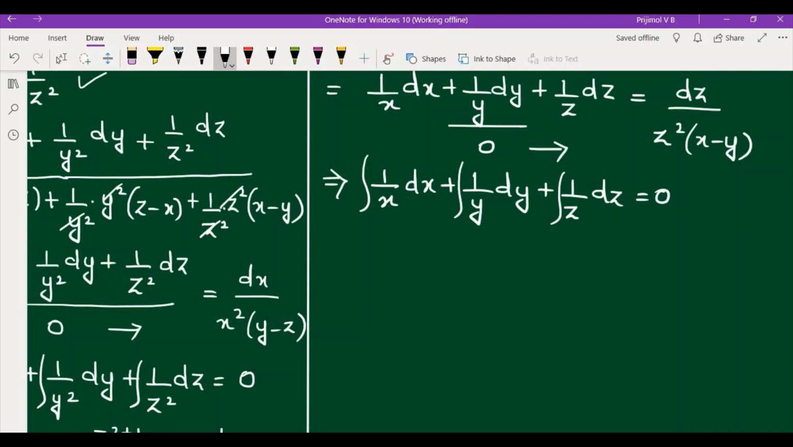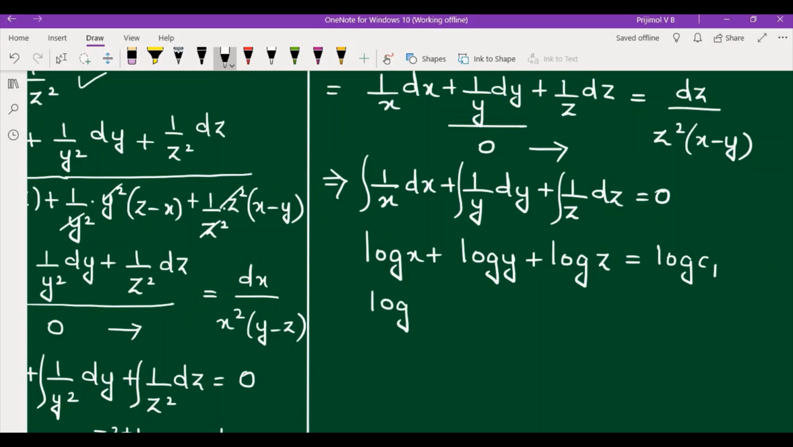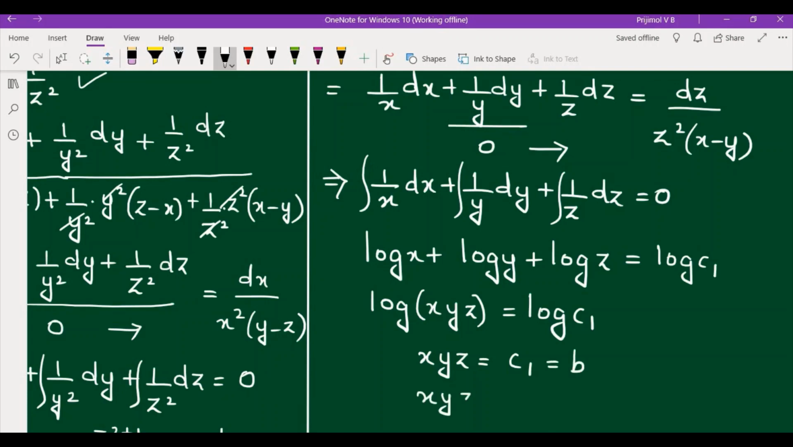The integral of 1 by x is log x, integral of 1 by y is log y, integral of 1 by z is log z. Since all the terms are log, I am going to select the constant as log itself, because I can cancel the log term, that is the reason. You know, log a plus log b plus log c is nothing but log of a, b, c. So I can write it as log of x, y, z, which is equal to log of c1. Thus, if you apply anti-log on both sides, you get x, y, z equal to c1. Since c1 is a constant, I am taking that as b. So you got x, y, z equal to b.